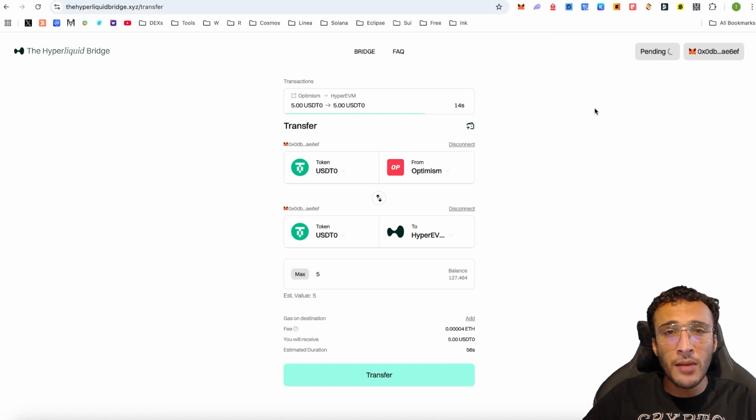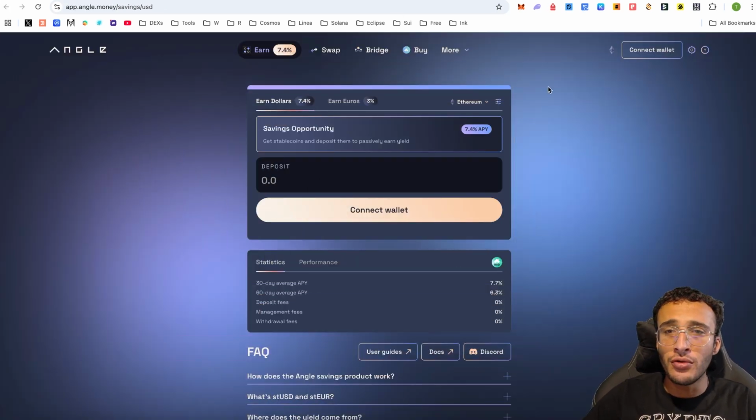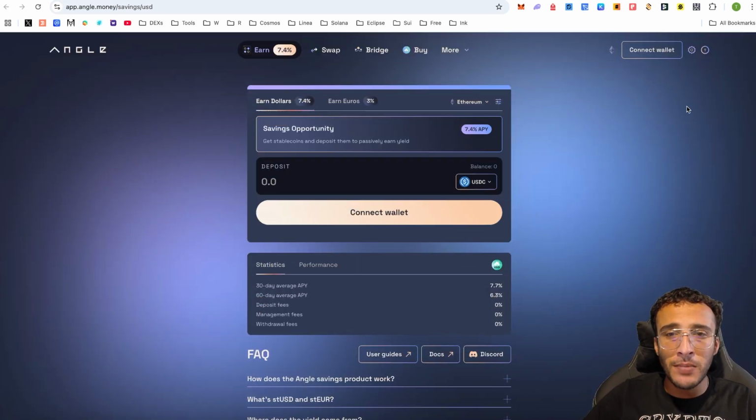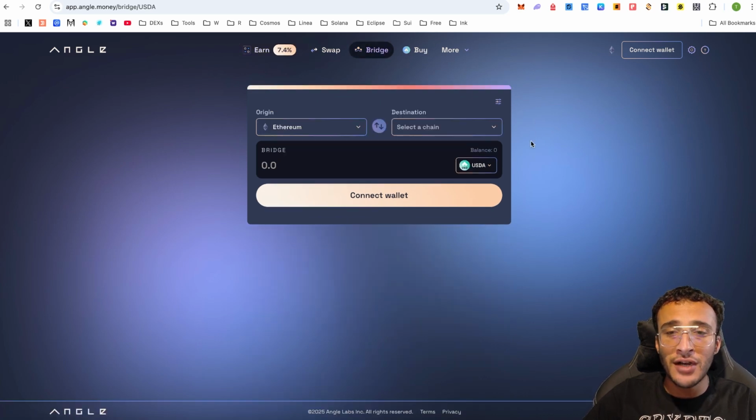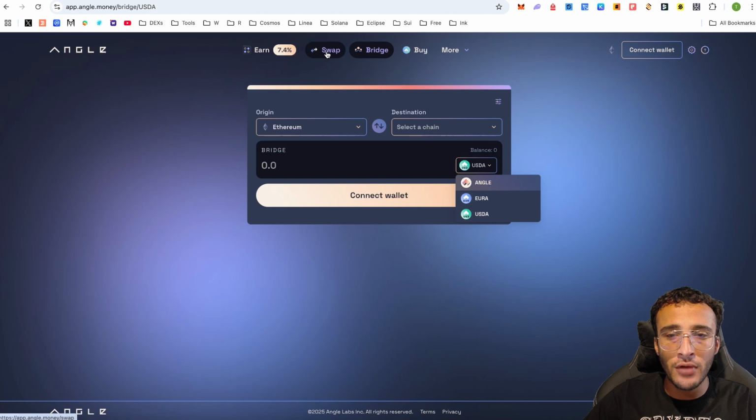We are now moving on to number 4, and this is going to be Angle. Although you can utilize many different features on this platform, the only way to qualify for the LayerZero airdrop is by utilizing the bridge. All you'd want to do is make sure that you're choosing their tokens, one of which are here. It could be EURA, it could be USDA or Angle. So if you haven't got any of those, guys, you're going to need to go over to the swapping section.